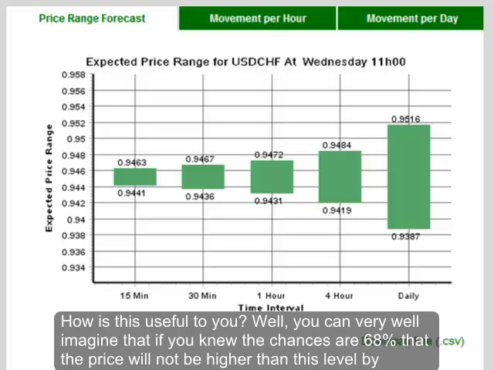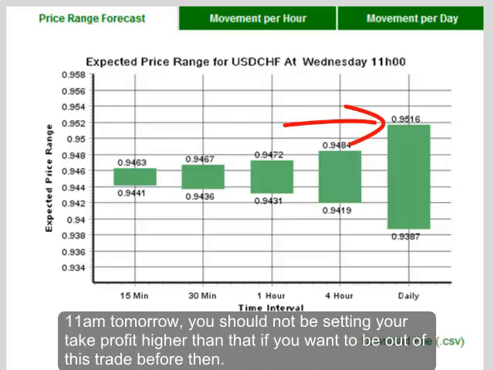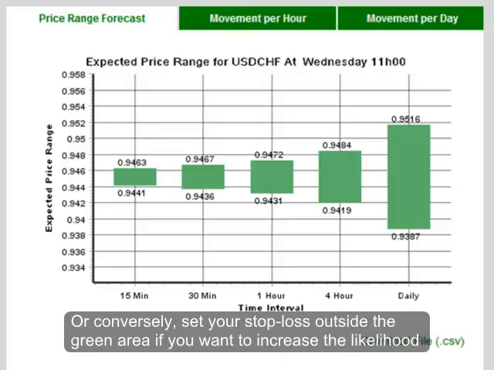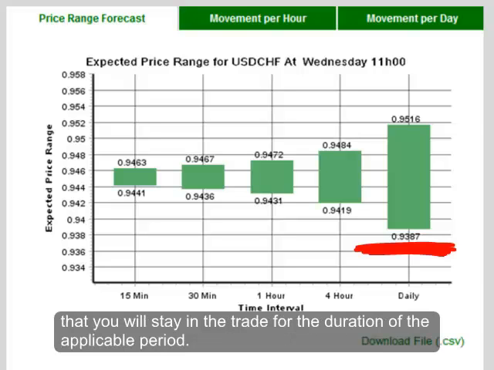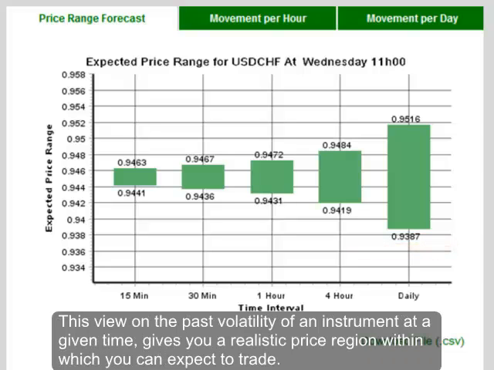Now, how is this useful to you? Well, you can very well imagine that if you knew the chances are 68% that the price will not be higher than this level by 11 a.m. tomorrow, you should not be setting your take profit higher than that if you want to be out of this trade before then. Or conversely, set your stop loss outside the green area if you want to increase the likelihood that you will stay in the trade for the duration of the applicable period. This view on the past volatility of an instrument at a given time gives you a realistic price region within which you can expect to trade.